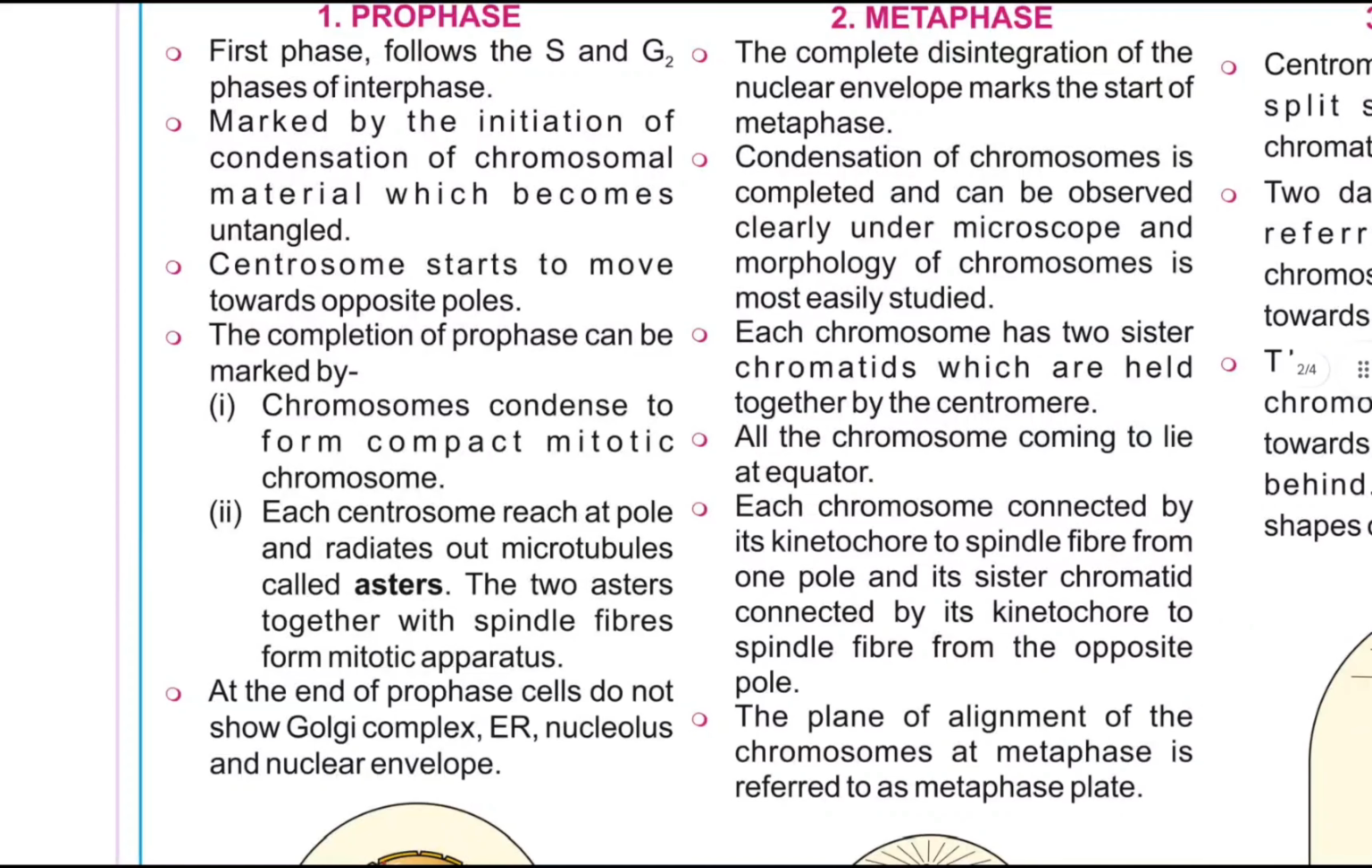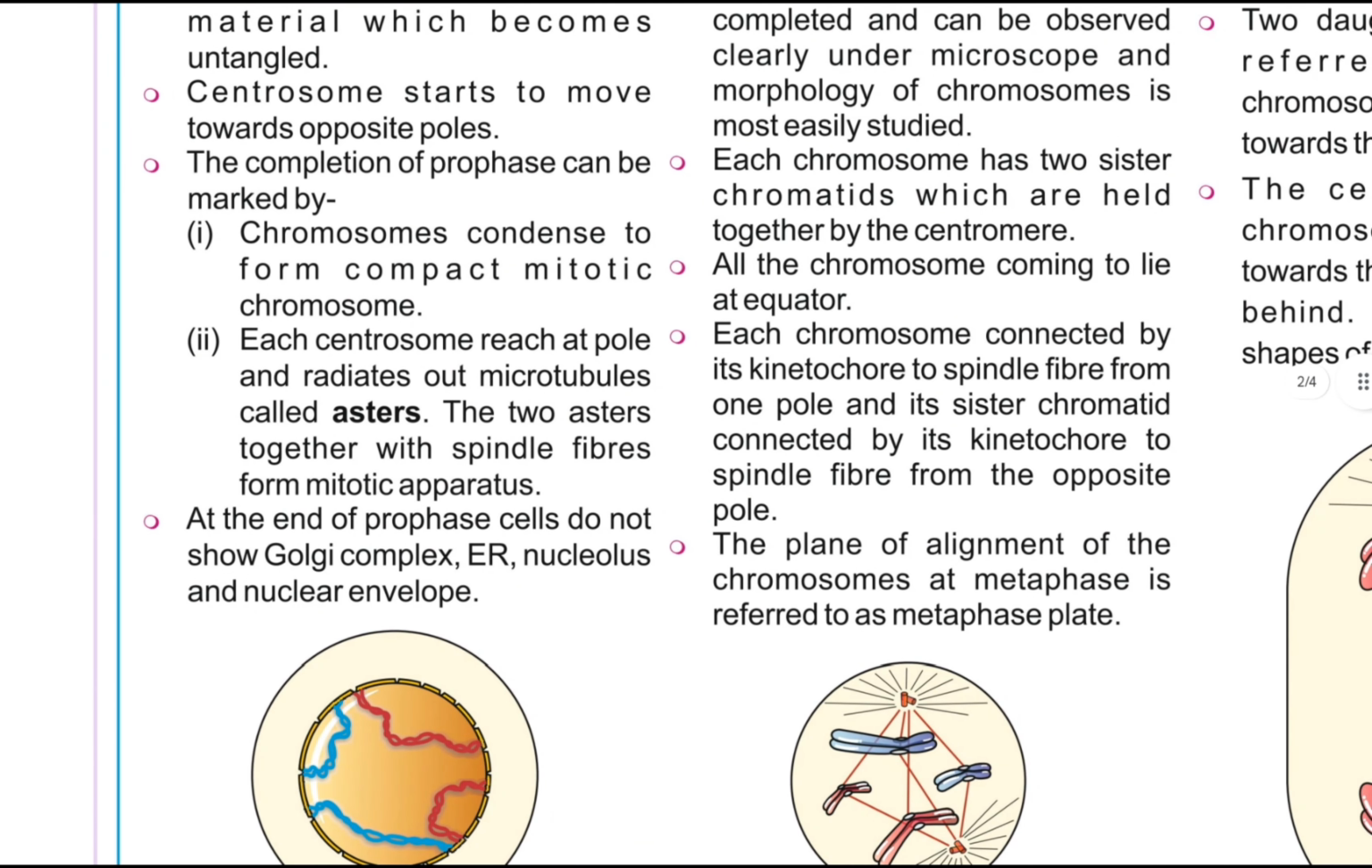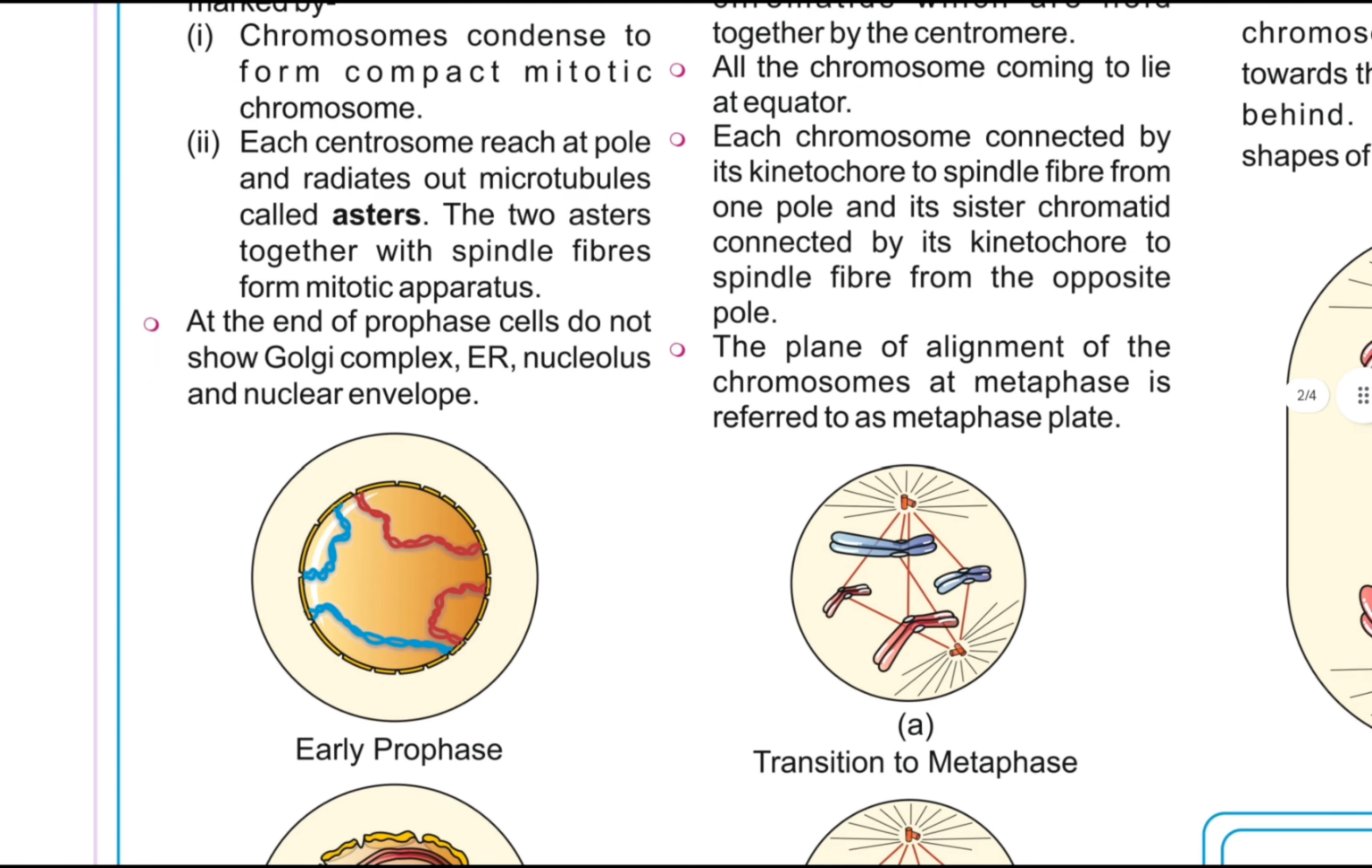Prophase. First phase, follows the S and G2 phase of interphase, marked by the initiation of condensation of chromosomal material which becomes untangled. Centrosomes start to move towards opposite poles. The completion of prophase can be marked by chromosomes condensed to form compact mitotic chromosome. Each centrosome reaches the poles and radiates out microtubules called asters. The two asters together with spindle fibers form mitotic apparatus. At the end of prophase, cells do not show Golgi complex, endoplasmic reticulum, nucleolus, and nuclear envelope.